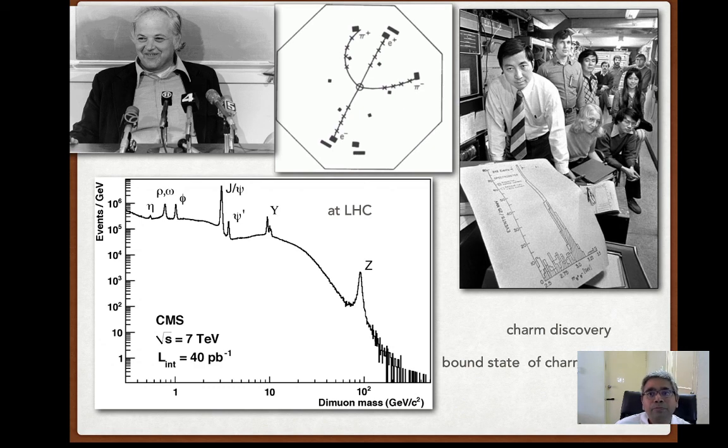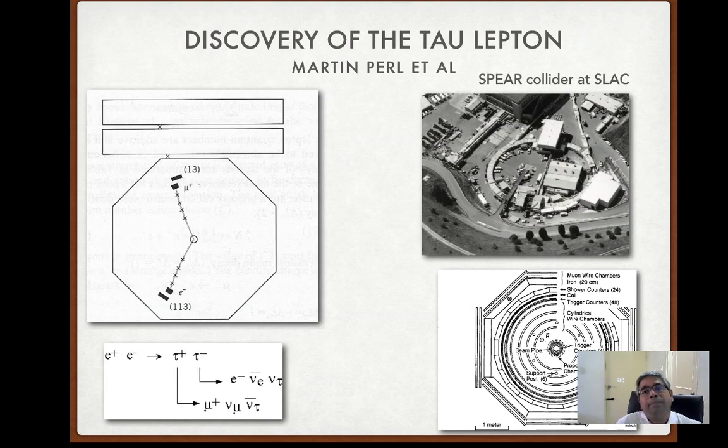So with this, we have the fourth quark, which is called the charm quark. So out of the six quarks, we have discovered four quarks. The tau lepton was discovered in the next year, in 1975, at SLAC by Martin Perl and company.